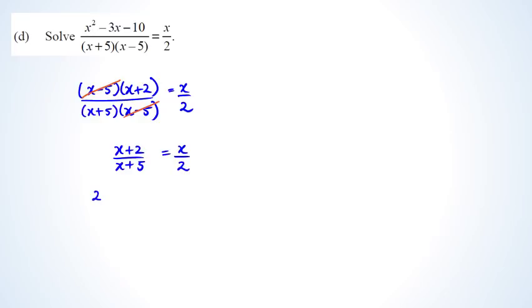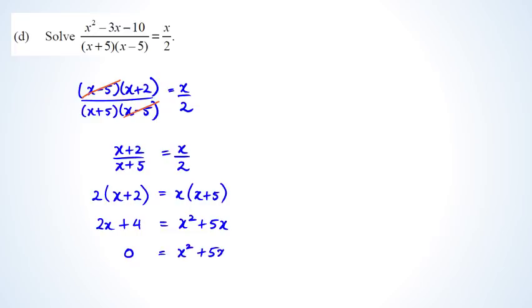Now you can cross multiply because you've got one fraction equals another fraction. So you get 2 multiplied by x plus 2 equals x multiplied by x plus 5. Expanding the brackets, I get 2x plus 4 equals x times x is x squared, x times 5 is 5x. Now I need to rearrange this so 0 is on one side. I've got x squared plus 5x minus 2x minus 4, which can be simplified to x squared plus 3x minus 4.